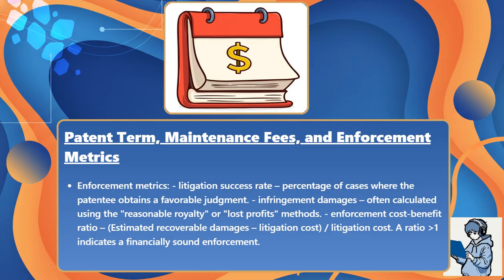Enforcement metrics. Litigation success rate: the percentage of cases where the patentee obtains a favorable judgment. Infringement damages, often calculated using reasonable royalty or lost profits methods. Enforcement cost-benefit ratio: estimated recoverable damages minus litigation cost, divided by litigation cost. A ratio greater than 1 indicates a financially sound enforcement.